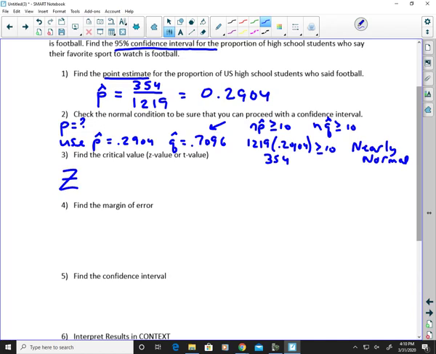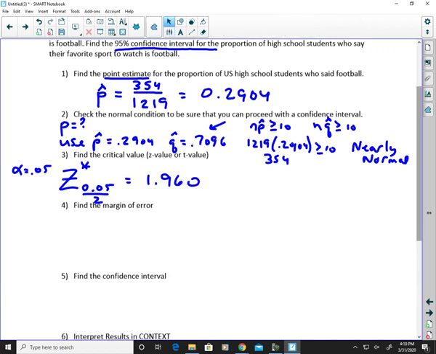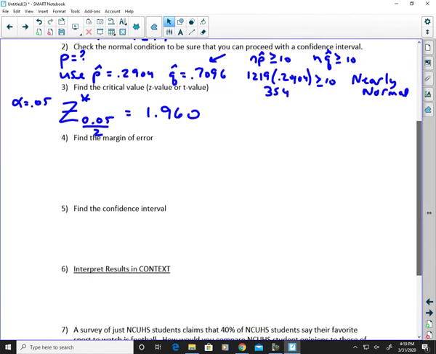Okay, critical value. We want a critical value for our z. It's a 95% confidence interval, so my alpha is 0.05. So I'm going to get my favorite number, which always is the same for z. They're always the same. t is the one that changes because of your degrees of freedom.